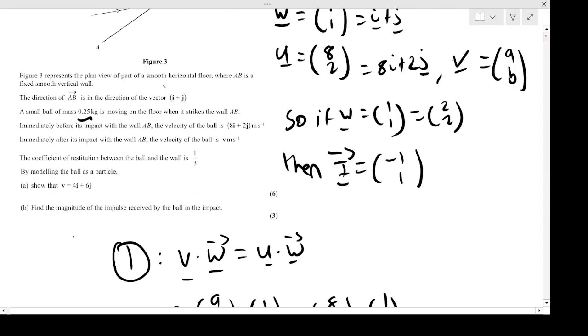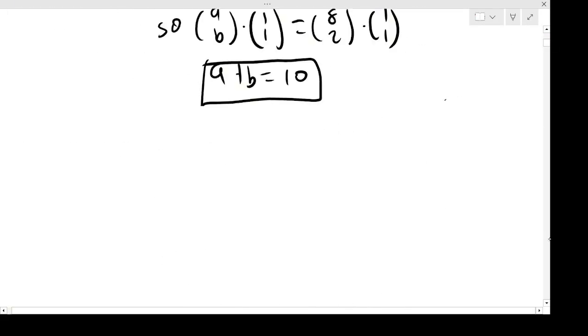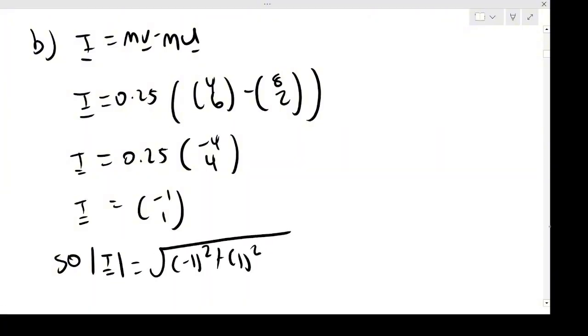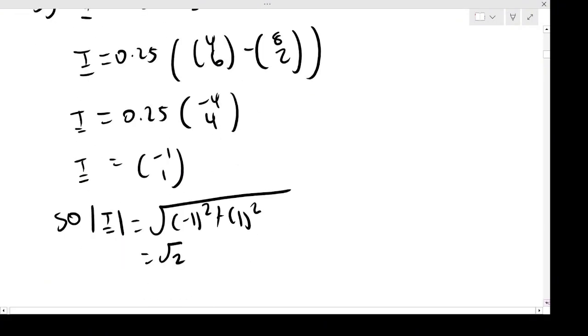It wants the magnitude. So remember, the magnitude is the length. So it's going to be this formula here. The magnitude of I is going to be the root of minus 1 squared plus 1 squared. That gets you root 2, and that is my magnitude.